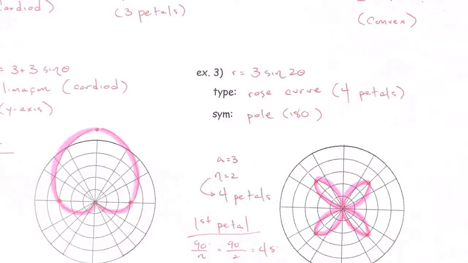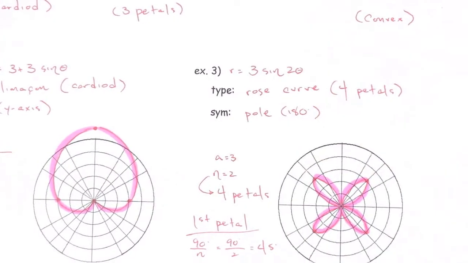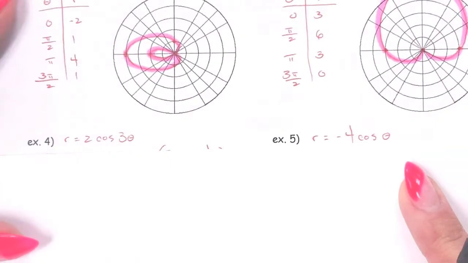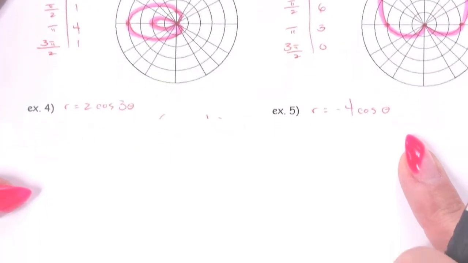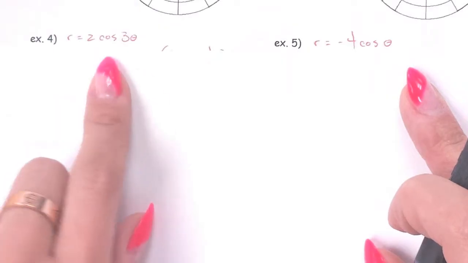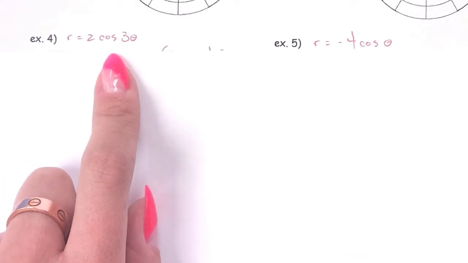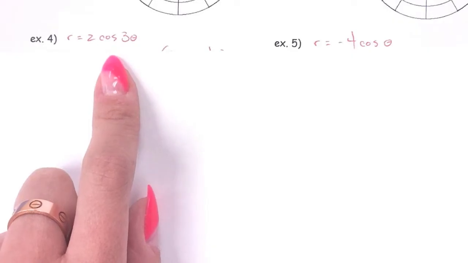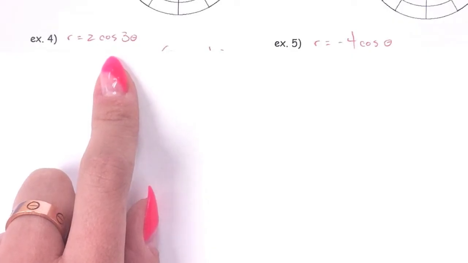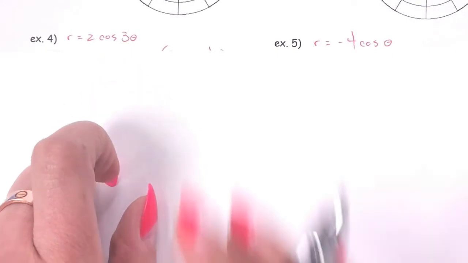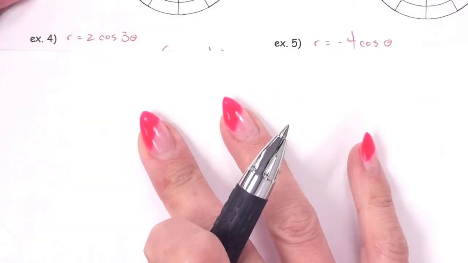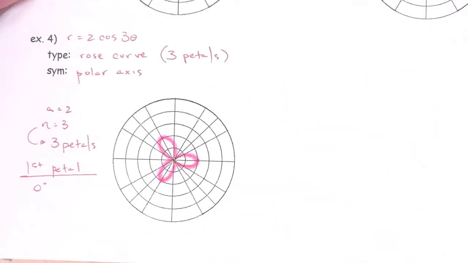Okay, so you're going to try number 4. Try it for real. Don't be a cheater. Try it for real. Go ahead and what type is it? What's the symmetry? And then, all the stuff. Okay? Pause it. Do it for real. Just try it. See where you get stuck. And I'm hoping that you got that.